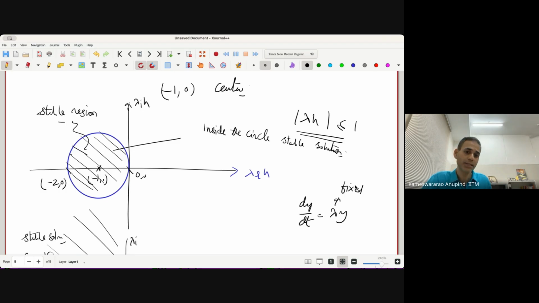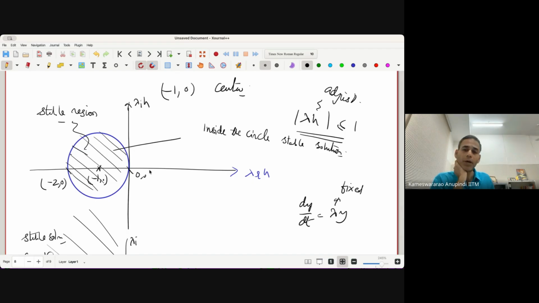You should take h such that lambda times h falls within this circle. If it's not going to fall within the circle, then the solution you would get using the Euler method is going to grow unbounded, right? It is going to diverge. Okay, so that is the idea now. So you want to keep your lambda r times h falling within the circle. So adjust h such that this condition is satisfied. Okay, so that is the stability result for the explicit Euler method.